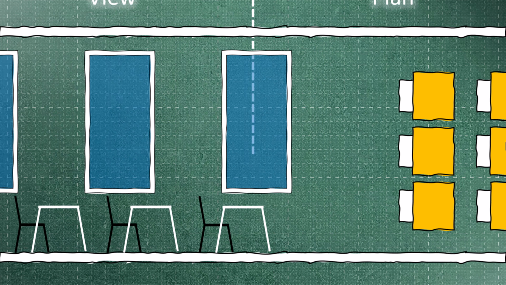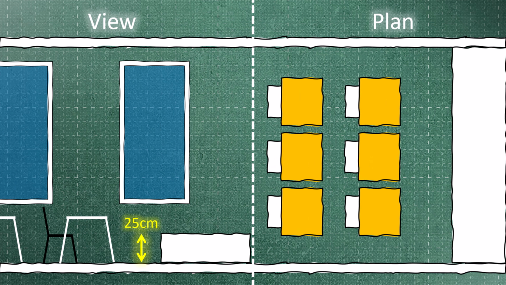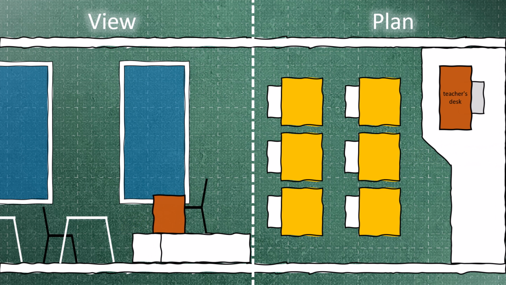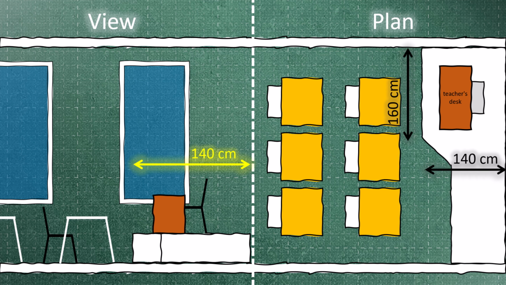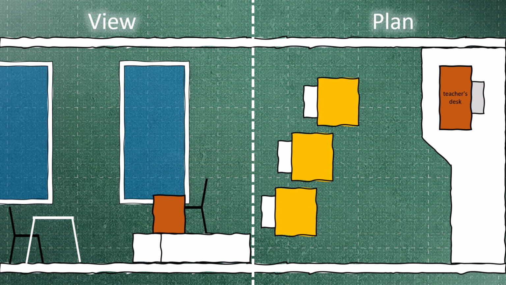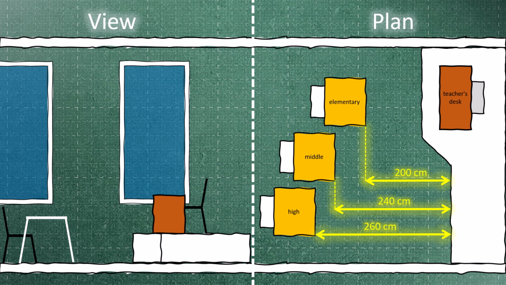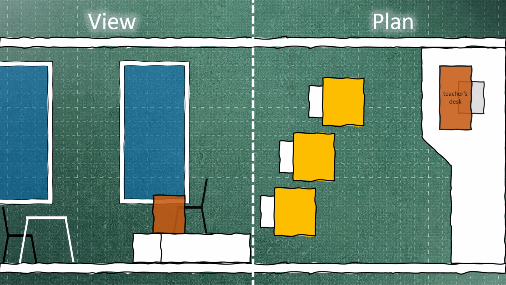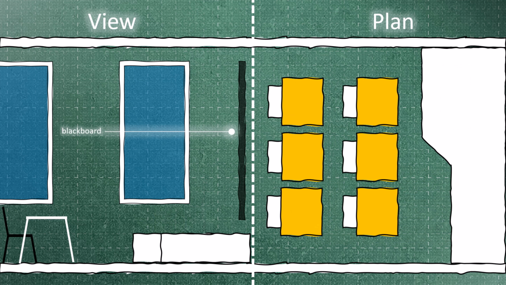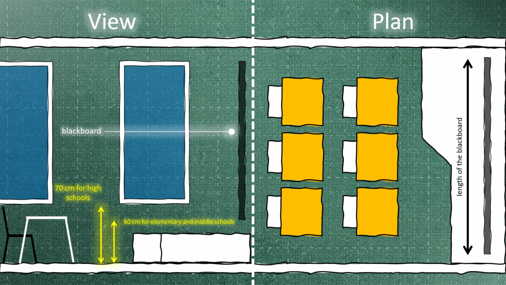The teaching area should be situated on a platform that is 25 centimeters high and 100 centimeters deep. The portion of the platform where the teacher's desk is located should have a depth of 140 centimeters and a length of 160 centimeters. The distance from the first row of students' seats to the blackboard should be 200 centimeters for elementary schools, 240 centimeters for middle schools, and 260 centimeters for high schools. The height of the blackboard from the ground should be 60 centimeters for elementary and middle schools and 70 centimeters for high schools. The length of the blackboard can extend as long as the wall behind it.